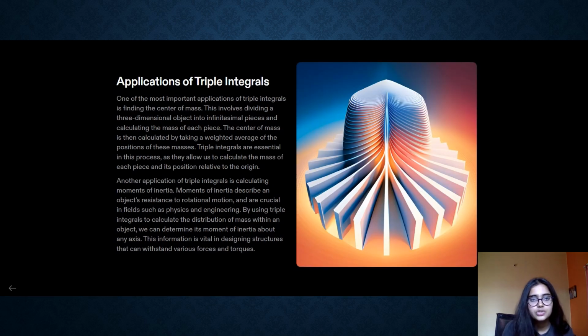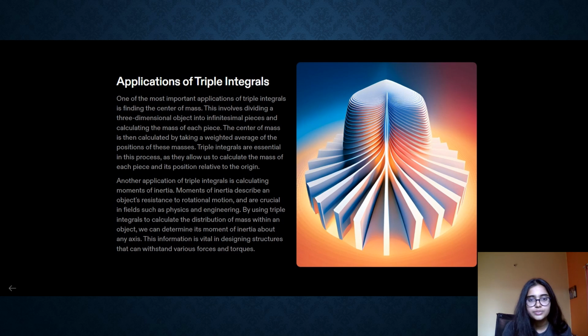Now, applications of triple integrals. One of the most important applications of triple integrals is finding the center of mass. This involves dividing a three-dimensional object into pieces and calculating the mass of each piece. The center of mass is calculated by taking the weighted average of the positions of their mass. Triple integrals are essential in this process as they allow us to calculate the mass of each piece and its position relative to the origin.